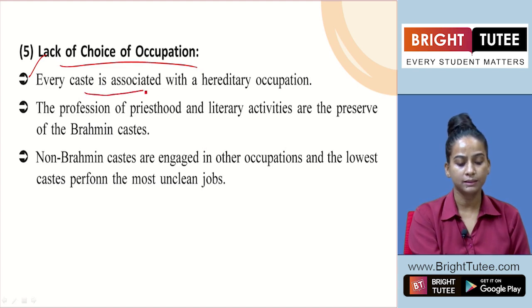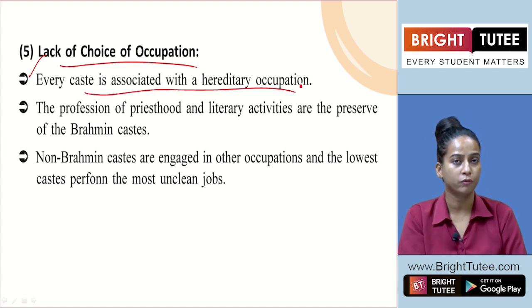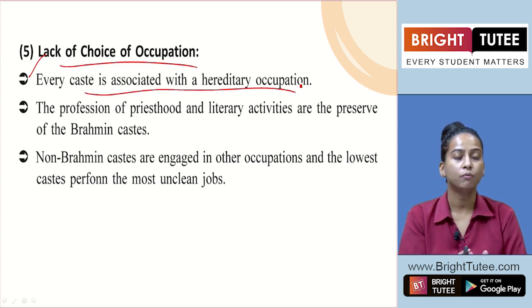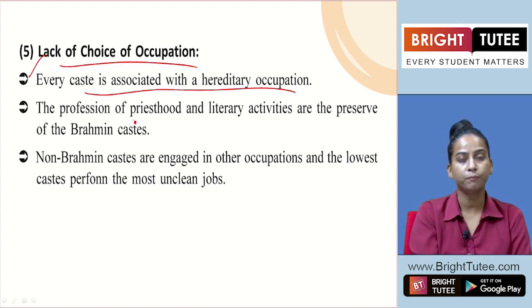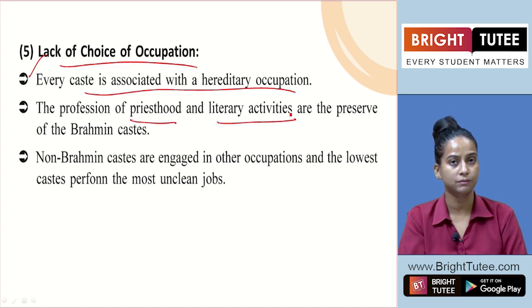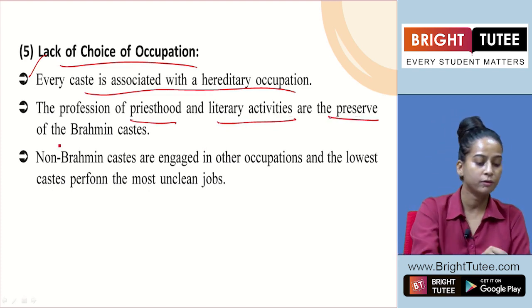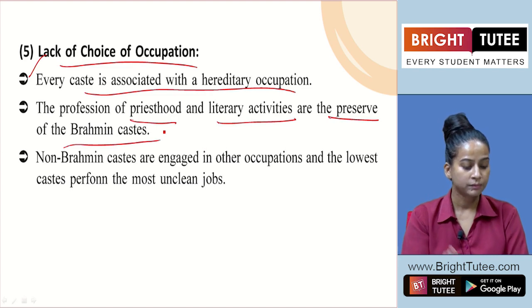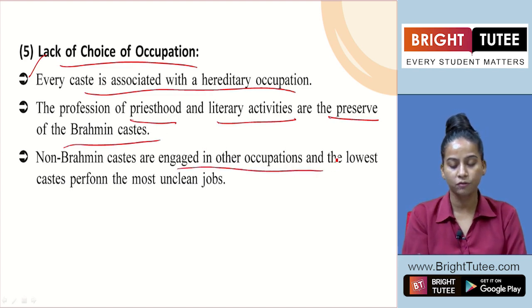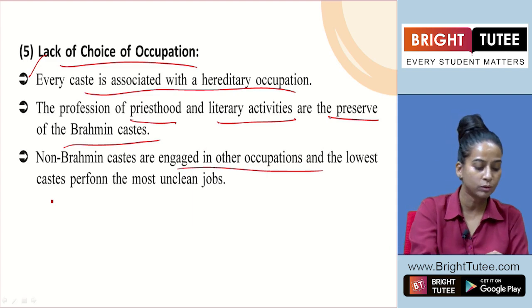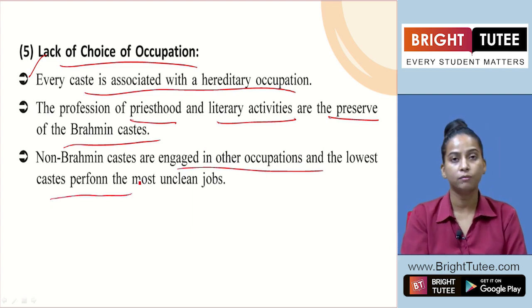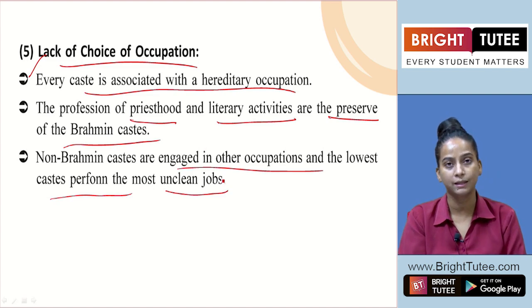We know that every caste is associated with a hereditary occupation. Especially in ancient times, work was divided according to caste group. The profession of priesthood and literary activities were always reserved for the Brahmin caste. Non-Brahmin castes were engaged in other occupations, and the lowest caste was always supposed to perform the most unclean jobs, and these things still prevail in our society.